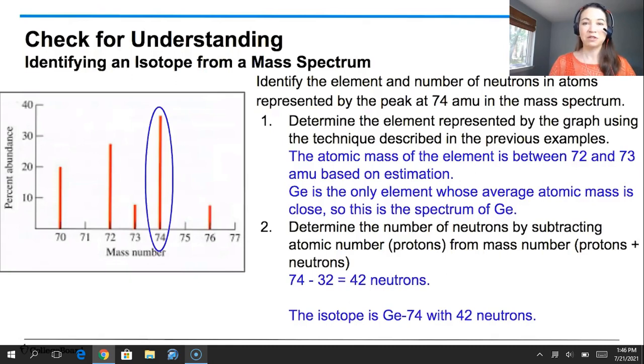That's pretty much the most complicated problem that you'll see on mass spectra on the exam, at least historically speaking.